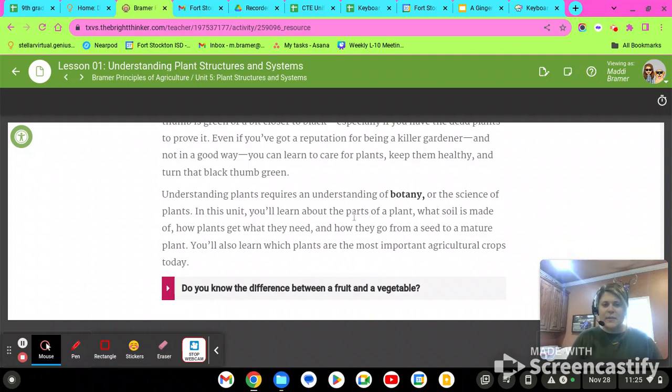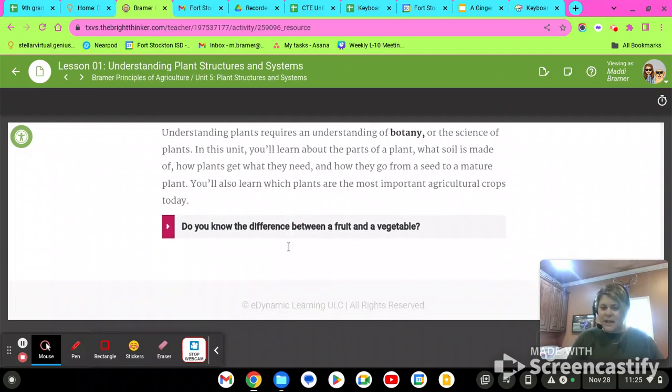So in this unit, you're going to learn about the parts of a plant, what makes up soil, which is very important. That's what plants need, how plants get what they need, and how they go from a seed to a mature plant. So how does an apple go from a seed to an apple? You'll also learn which plants are the most important ag crops today.